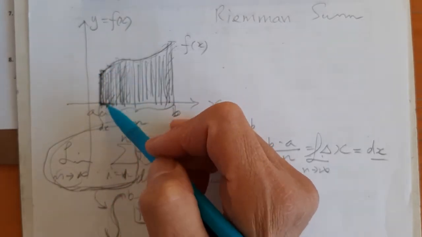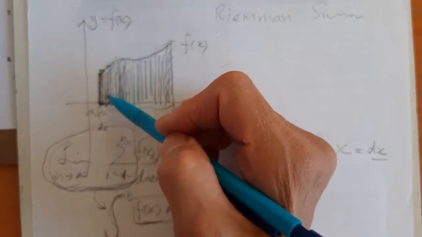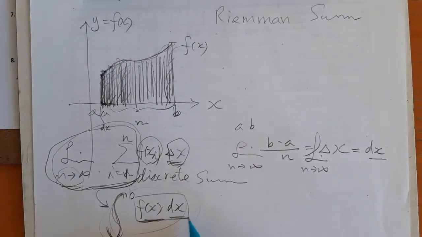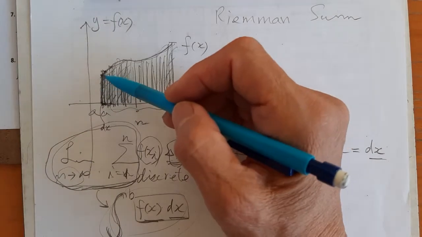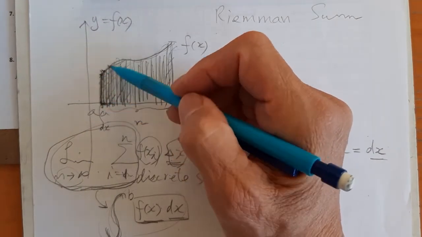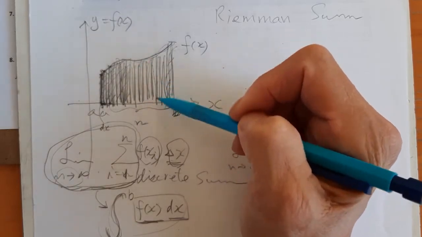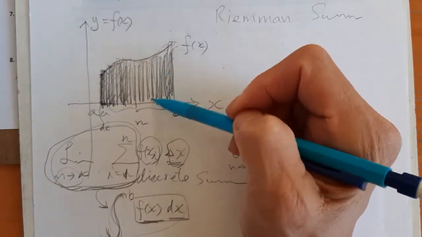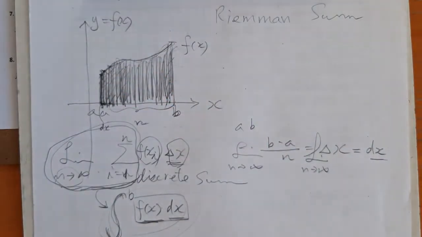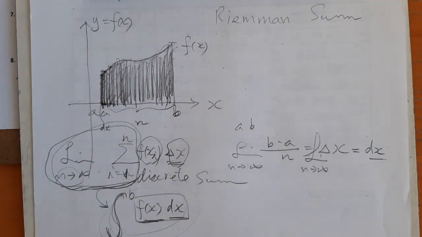times the base. Height times the base is the area of a rectangle. And this area, add this area, add this area, continuous, infinite rectangles added together, becomes the area under the curve, under the function. So this integral definition is also area. That's the second concept. The first concept is antiderivative. Integral is the antiderivative.